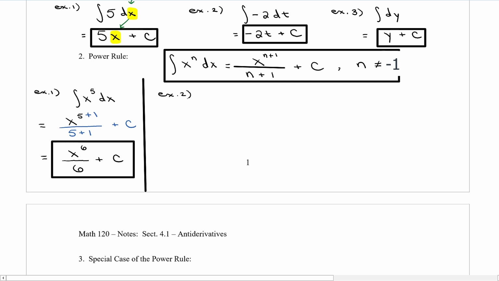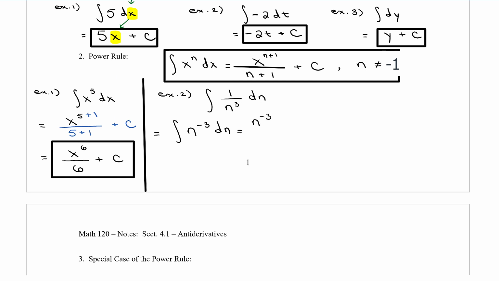Example number 2 is going to be the integral of 1 over n raised to the 3rd power dn. So first off, we're going to write this equal to the integral of n raised to the negative 3 power dn. And now we can use that power rule. So that'll be n raised to the negative 3 power plus 1 all over negative 3 plus 1. And then we're going to put a plus c out to the side.